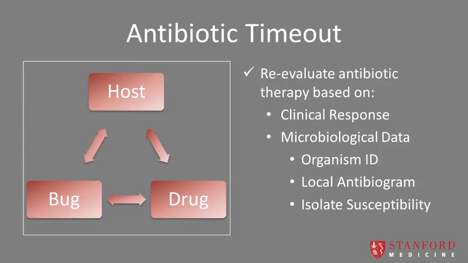And in this timeout, one should reevaluate antibiotic therapy based on the clinical response and the microbiological data as it becomes available: the identification of the organism, the susceptibility of the isolate, and in the interval between knowing there's an organism and the availability of the antibiotic susceptibility data, to use the local antibiogram to make any decisions about alteration of your initial empiric antibiotic therapy.